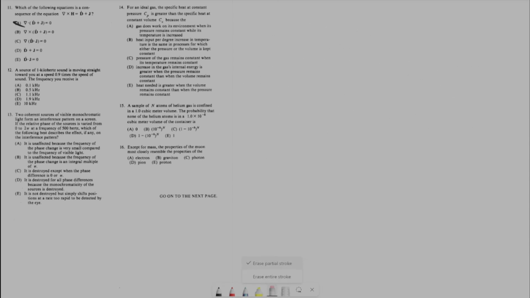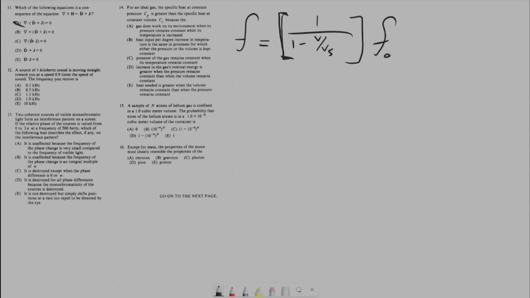Next question. A source of 1 kilohertz sound is moving straight towards you at a speed of 0.9 times the speed of sound. The frequency you receive is... So that's just a Doppler problem. You have to remember this little equation. I have 1 over 1 minus V over V sound, times the original source frequency. So plug things in.